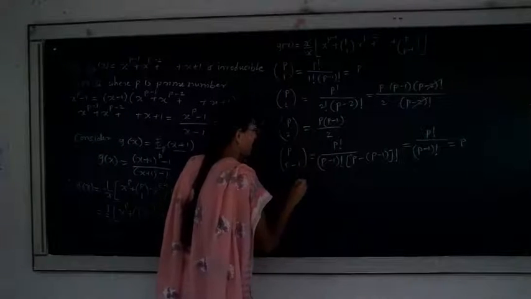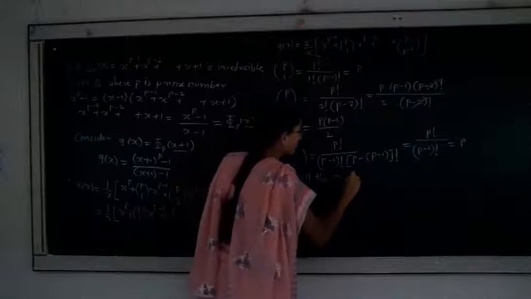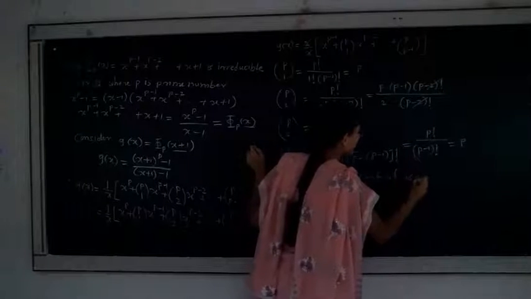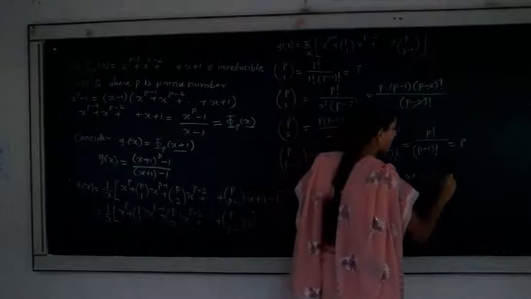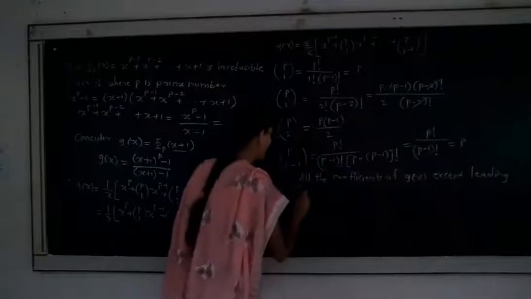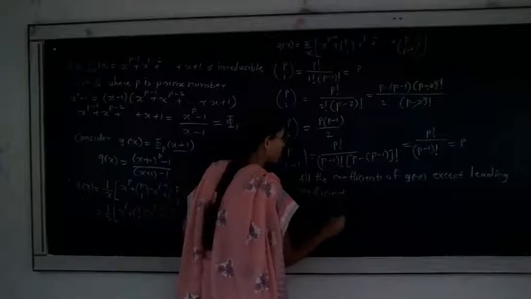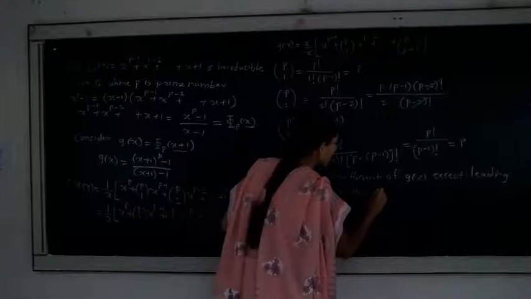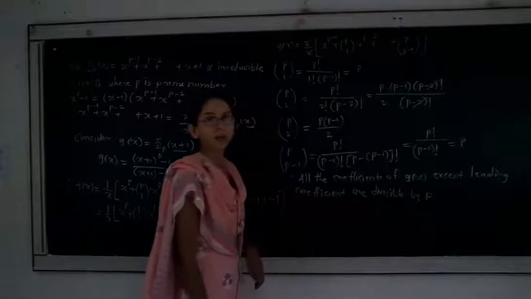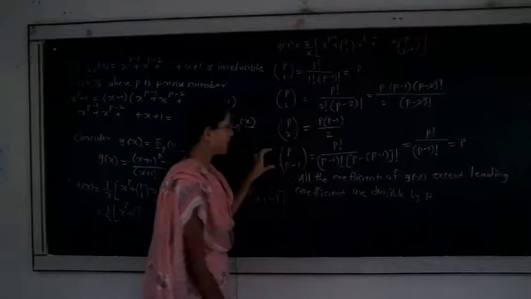All the coefficients of the polynomial g of x except the leading coefficient are divisible by p. p divides the constant term of the polynomial g of x whose value is p.